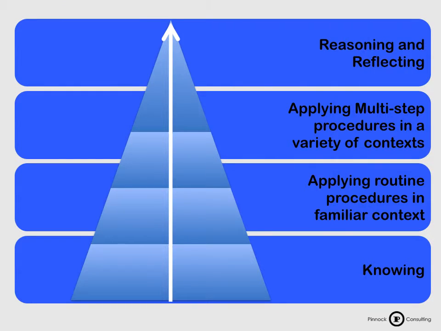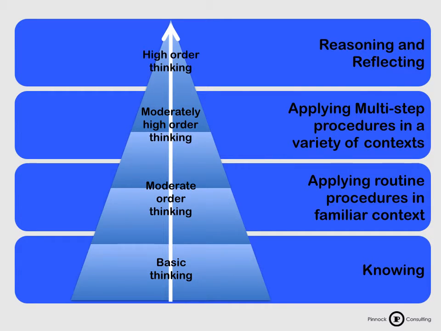The highest order would then be reasoning and reflecting, where learners are expected to provide their own opinion on something, or make their own decision, or draw their own conclusions. So you can see maths literacy has basic thinking, moderate order thinking, moderately high order thinking, and then your highest order thinking.